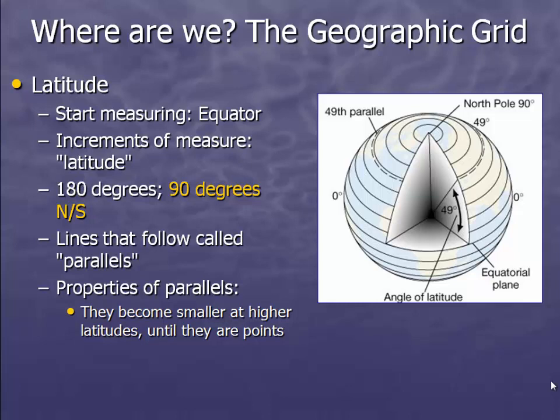Then there are the lines of latitude, sometimes referred to as parallels. We have 90 degrees of those, so 90 degrees north of the equator and 90 degrees south. You can be anywhere from 0 to 90 north or 0 to 90 south. If you leave out the north-south, most people just use positive or negative signs to indicate what hemisphere these are in.